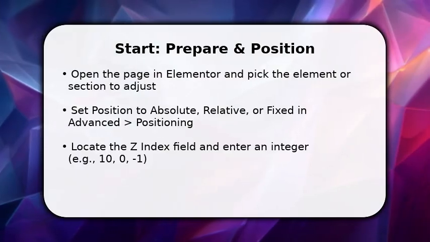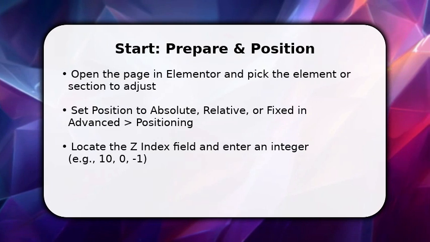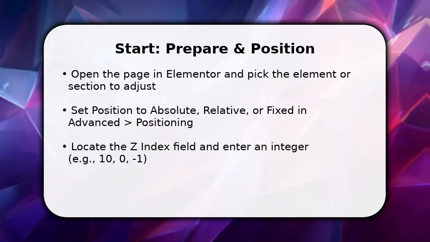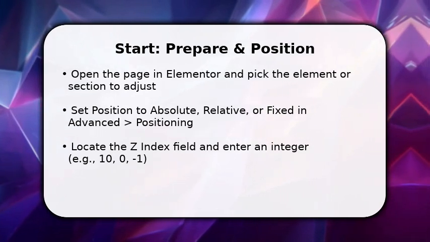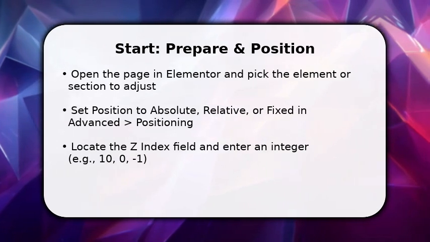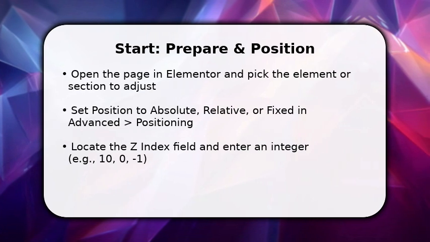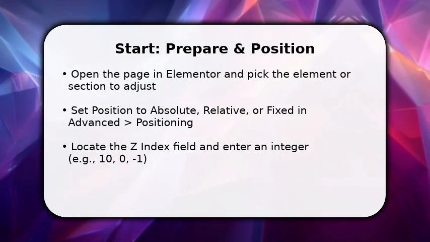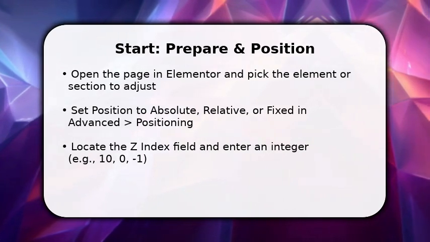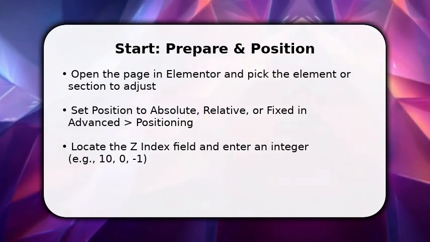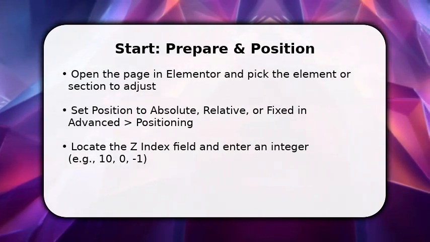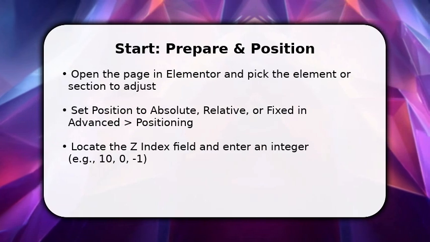You begin by opening the page in Elementor and selecting the element you want on top. First actionable step, change its position to absolute, relative, or fixed under advanced positioning. This makes z-index effective. Next, find the z-index field and type an integer like 10 or -1, higher numbers sit above lower ones. Make sure parent containers do not block stacking by having their own overflow or position that confines children. Once set, you'll see immediate stacking changes.